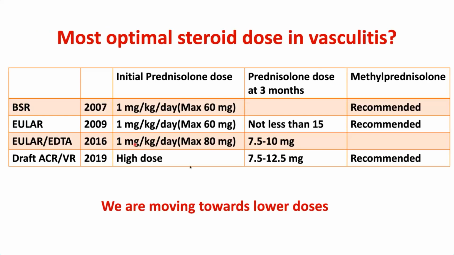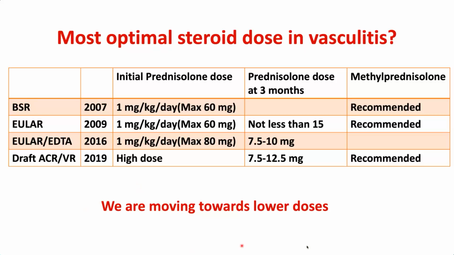I'm borrowing this slide because we don't really know what is the optimal dose in vasculitis. If you look at various different recommendations over a period of time, some use 60 milligrams as maximum. The FOCUS initiative also tells 60, some say 80, some say high dose, they don't really mention. And people tended to target not less than 15 earlier. Now they are tending to target 7.5 milligrams at 3 months.